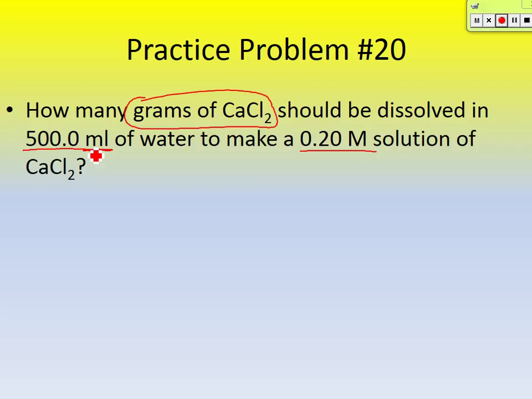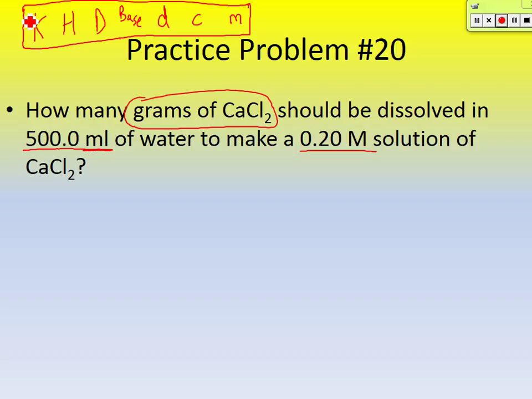So if you don't, remember the metric system prefixes. Kilo, hecto, deka, base, deci, centi, milli. If you will remember those prefixes, you will never have to wonder which way to move the decimal. Okay? So let's make boxes here. For volume, what's our base unit for volume? Isn't it the liter? Yeah. It's the liter. Okay?